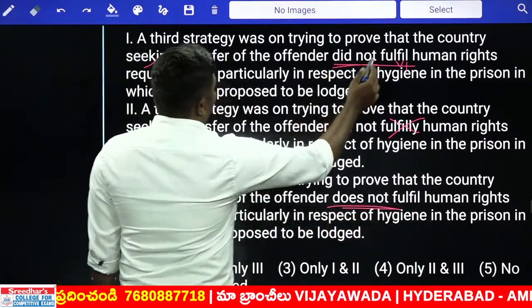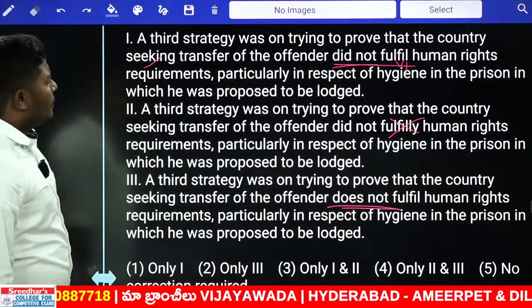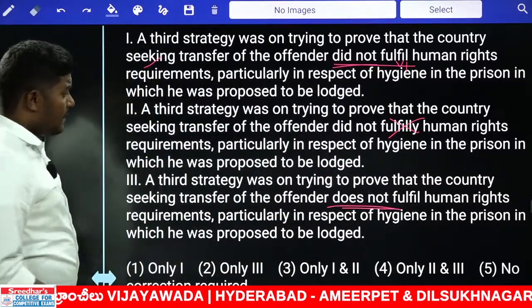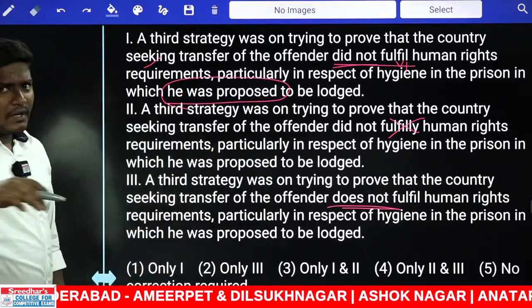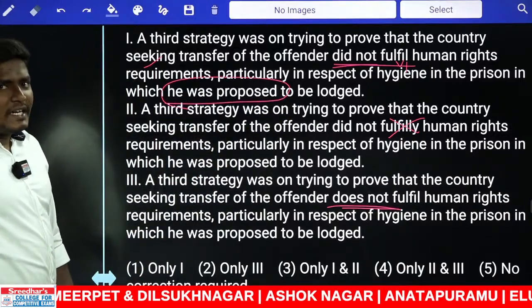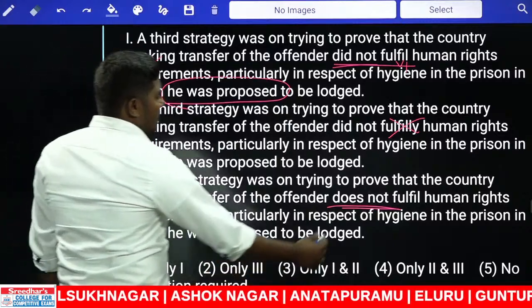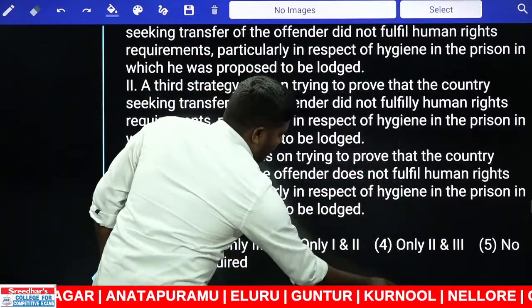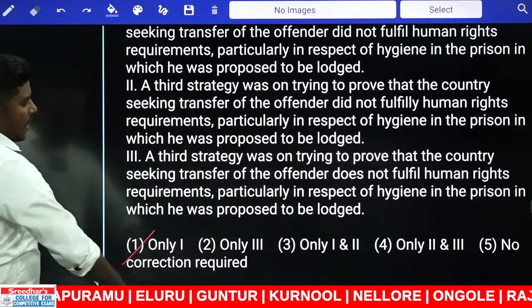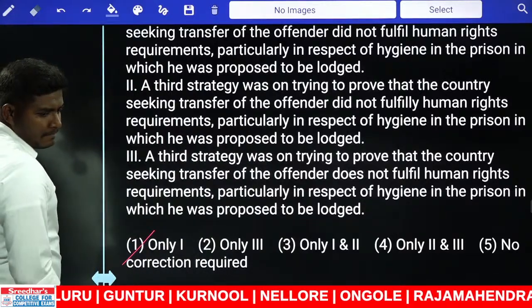What is given here? Did not. There's a difference. Now, are we referring to something which was already passed? Yes. See, look at this. He was proposed. We are referring to something which was already done. So we cannot use does not, right? So the answer should be used only with the first one. So do we have any first options only? Yes. The answer can be used with one.